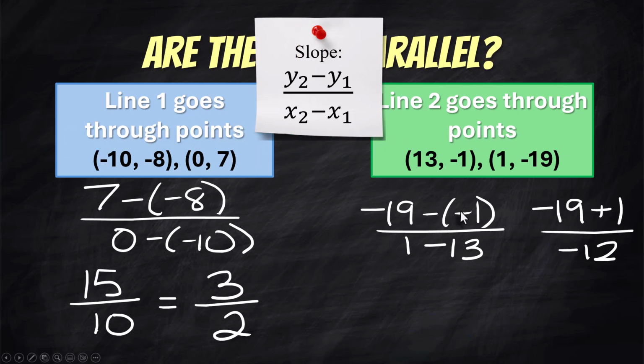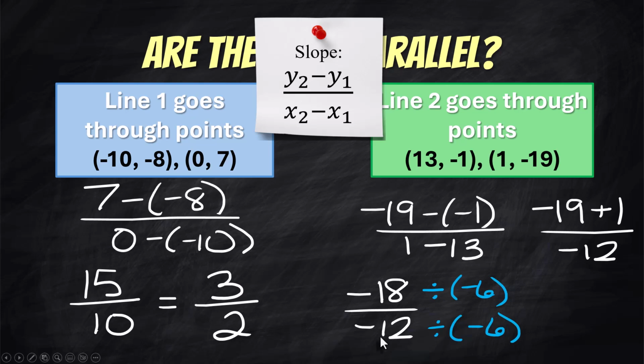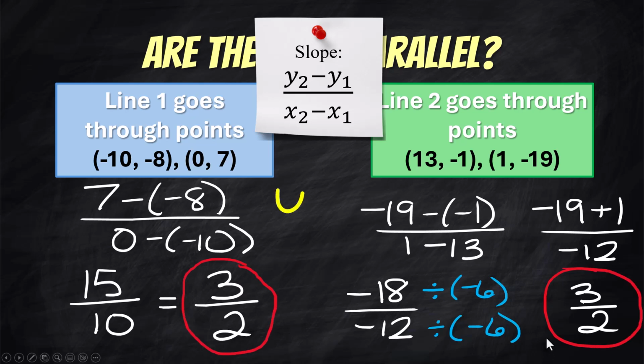So I've got -19 plus 1, and then 1 minus 13 is -12. That's going to get me to -18 over -12. If I divide top and bottom by -6, you probably would have thought of the 6 first, but there's negatives on both of those, so I'm just going to use -6. I get 3/2. And yippee skippy! We have another yes.